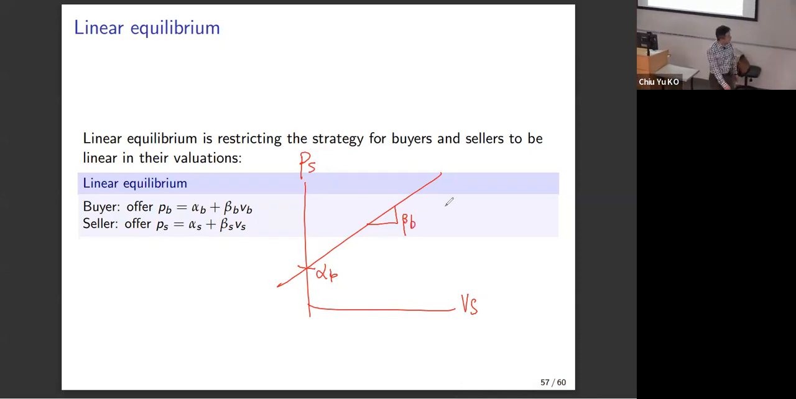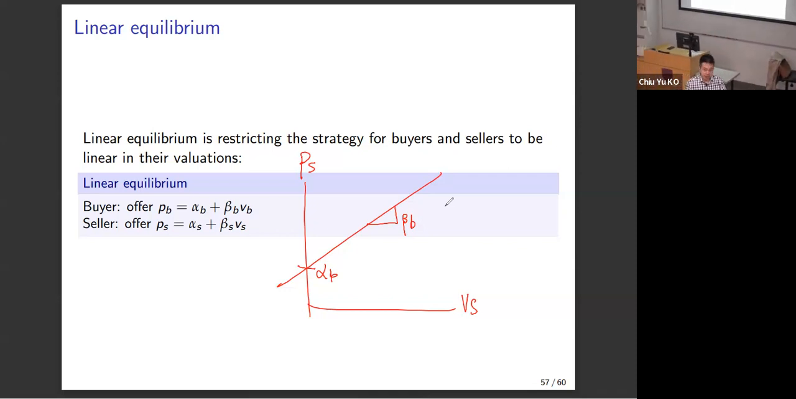This alpha and beta can be positive or negative. We don't restrict that. The only thing is I only allow linear.